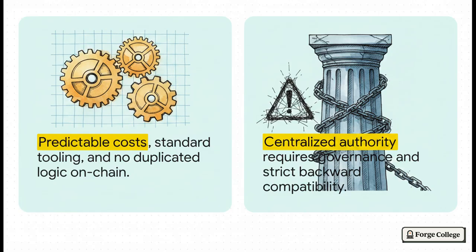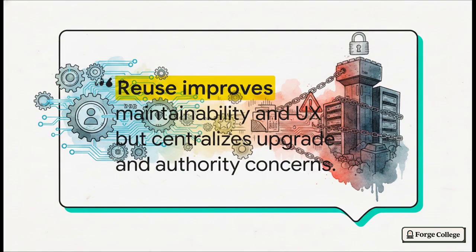But look at the trade-offs on the right. Centralized authority. If the SPL token program has a bug, every token on the network has a bug. This creates massive governance concerns. Any upgrade to that shared program requires intense, meticulous planning and strict backward compatibility because it's going to affect all token holders simultaneously. I really want to highlight this quote directly from the architecture docs.